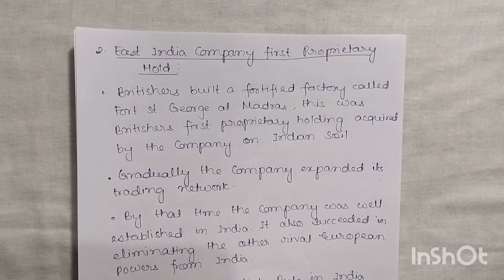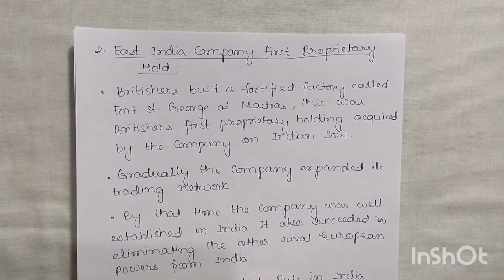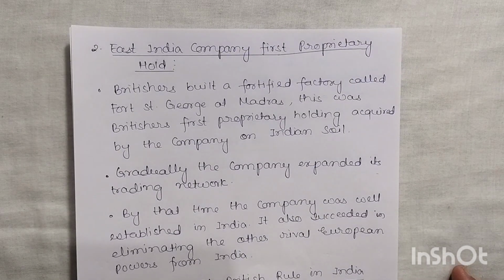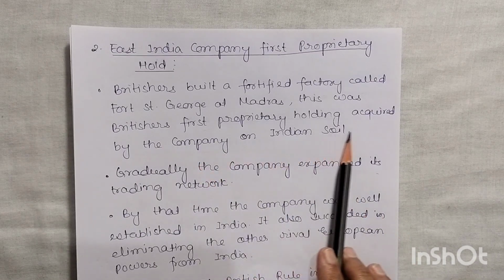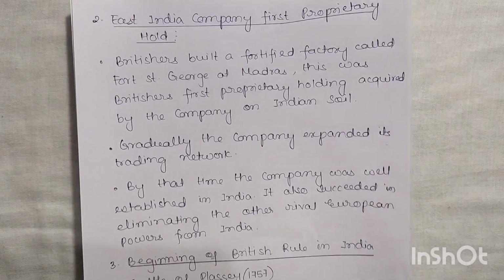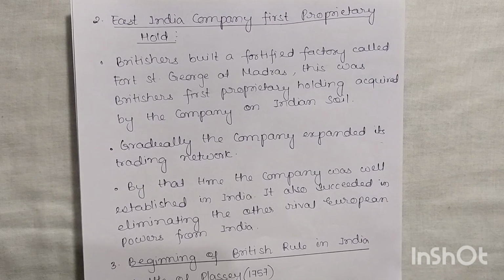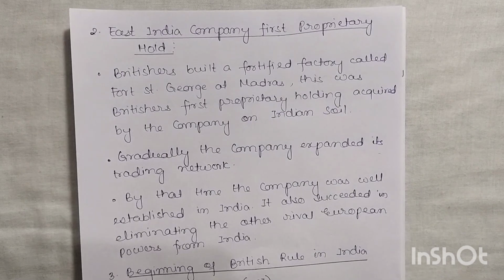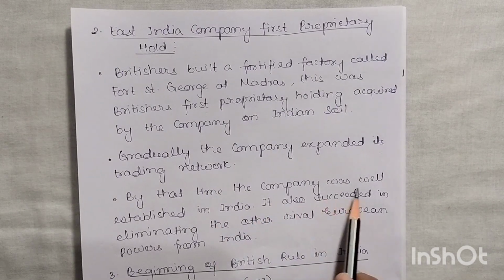First of all, a fortified factory means a factory that is protected on all sides, a fort factory protected by bricks and walls. It was the first proprietary hold, a permanent factory established there in Madras. In this way, this was the first piece of land occupied by the British. Gradually, the company expanded its trading network, and slowly it began to establish companies and factories around India. By that time, the company was well established in India.